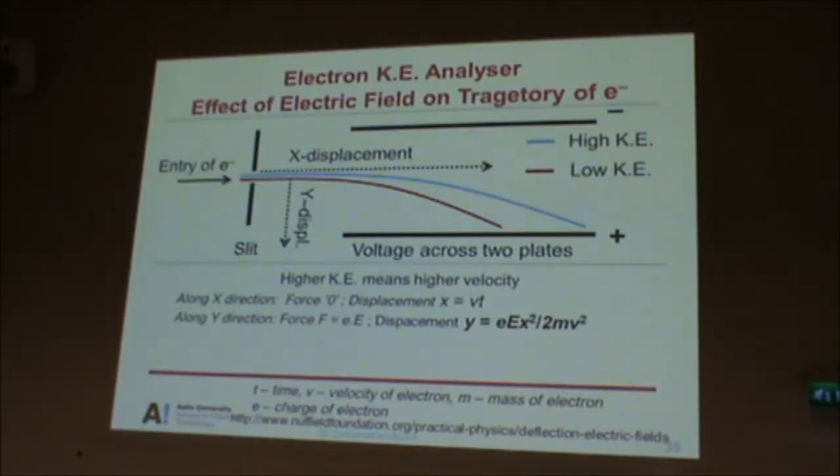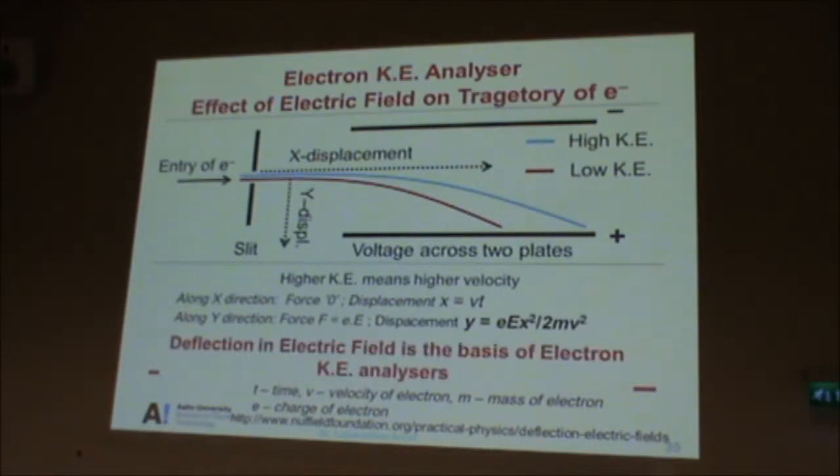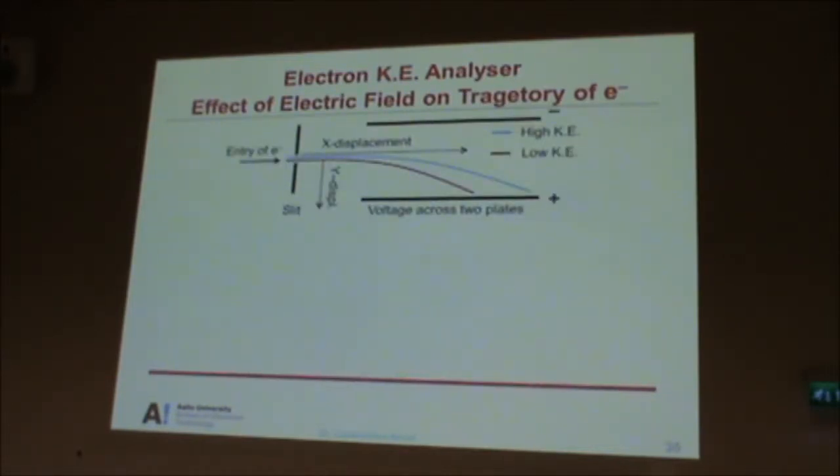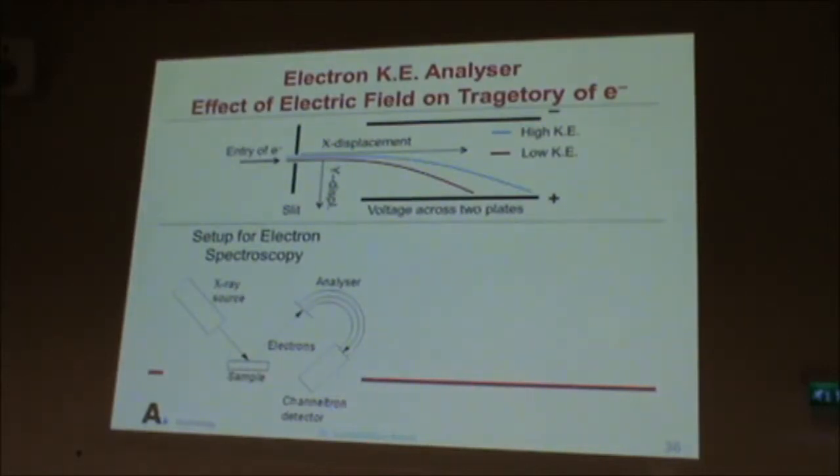Now, this is actually dispersion of electrons based on the kinetic energy. If you have a detector here, you will detect the low kinetic energy electrons. If you have a detector here, then you will detect the high kinetic energy electrons. Okay, so now I'll give an example of an actual setup, how electron spectroscopy is done.